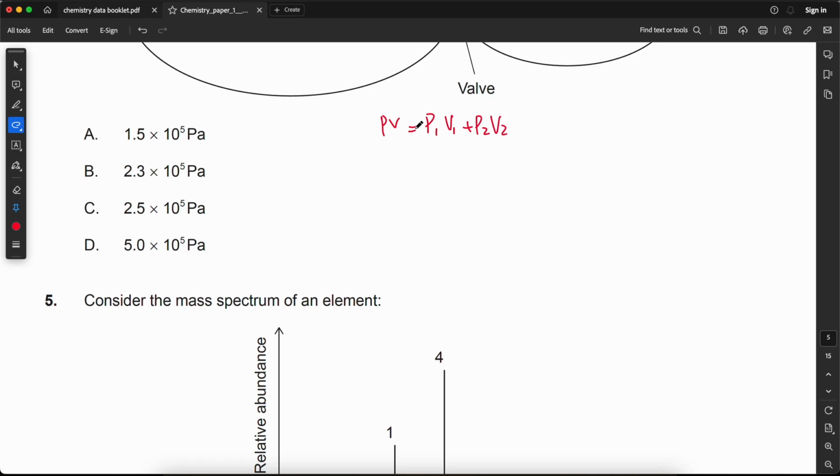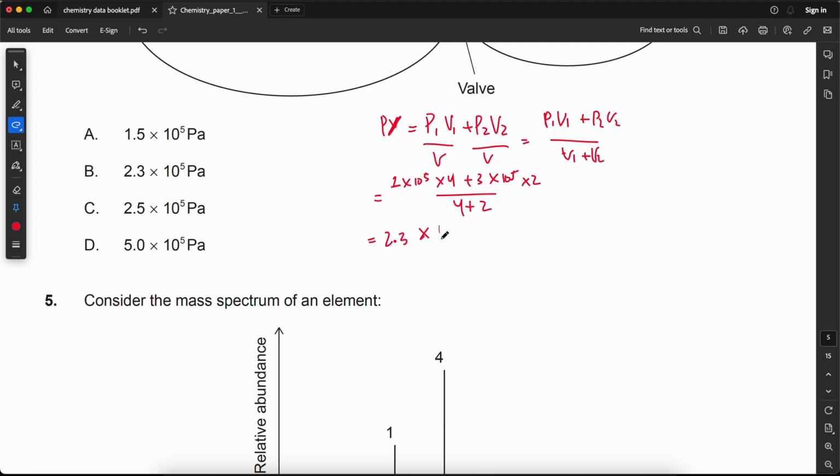This is after mixing. If we divide by V, so that would be V and V, you get P1V1 plus P2V2 divided by V1 plus V2. So you just need to plug in the numbers: 2 times 10 to the power 5 times 4, plus 3 times 10 to the power 5 times 2, divided by 4 plus 2. You get 2.3 times 10 to the power 5 pascals.